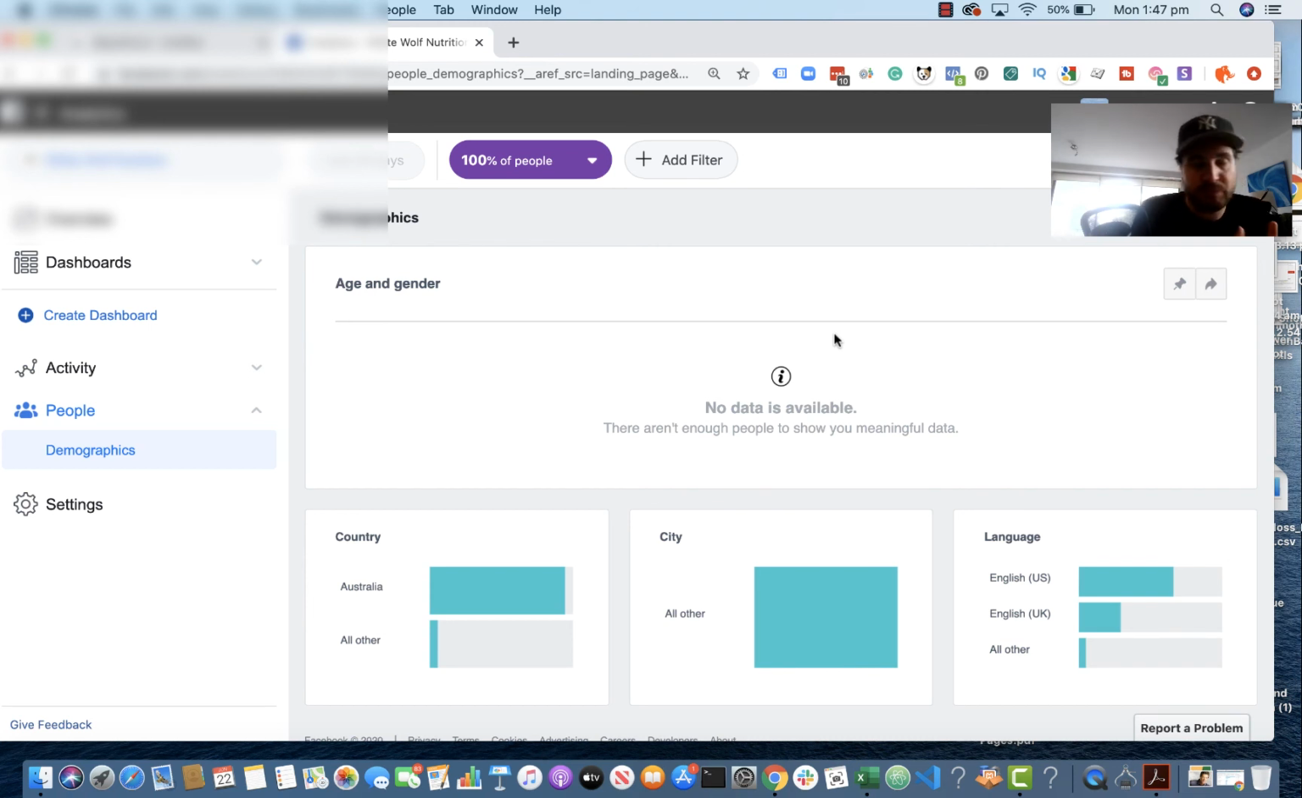What I mean by that is going from that to starting from scratch. If you started from scratch with nothing, it's going to take a lot longer, and Facebook's going to have to take time to learn, which means you're going to be spending money for it to learn as well, which is not the most ideal situation.